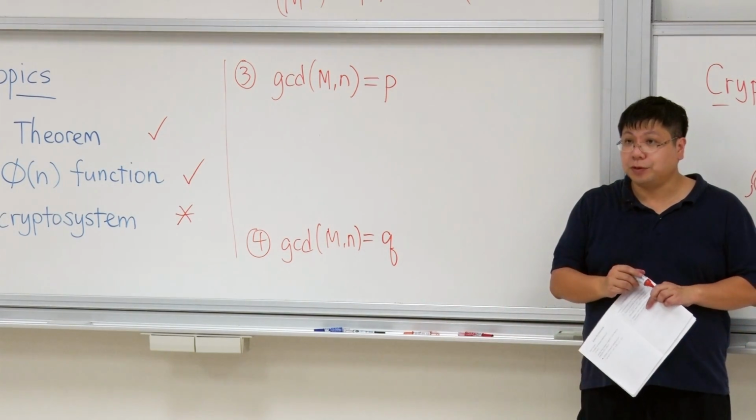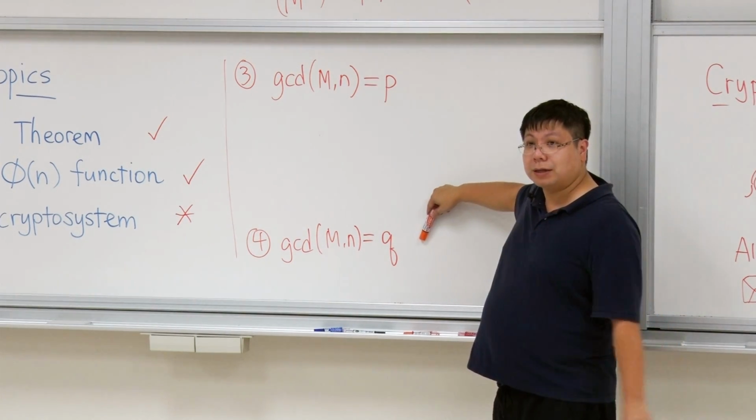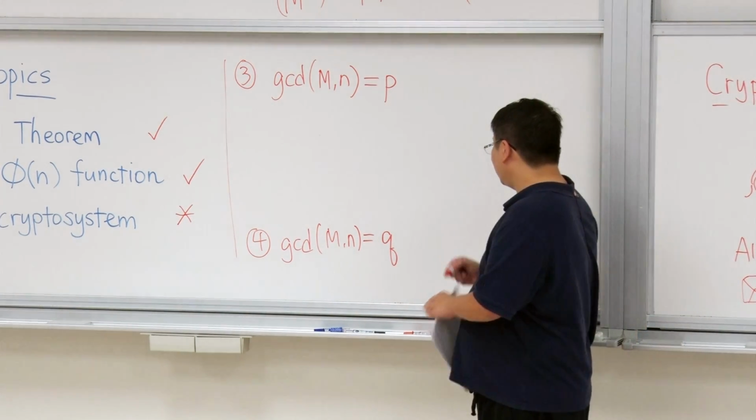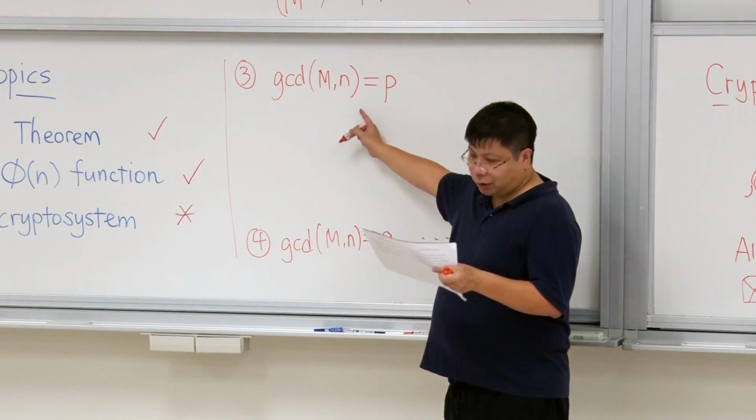N is the product of 2 primes. Okay? But then if you can prove this one, then this one is symmetric. So this one we don't need to do. So this one is by 3. We get it. So how about this case?